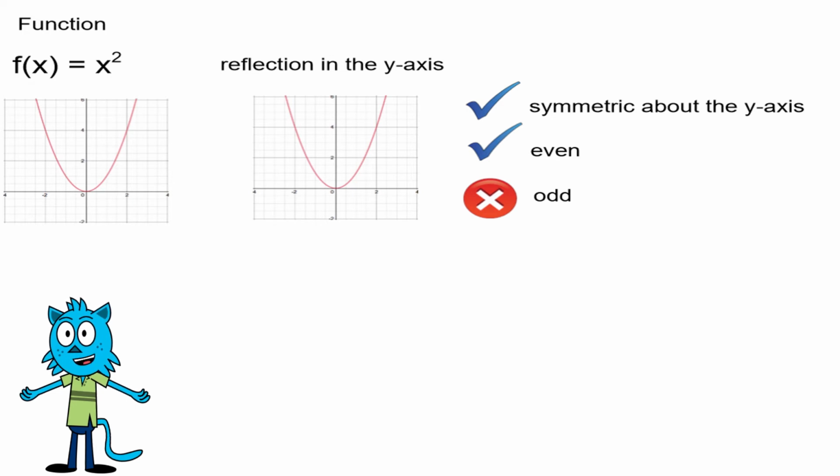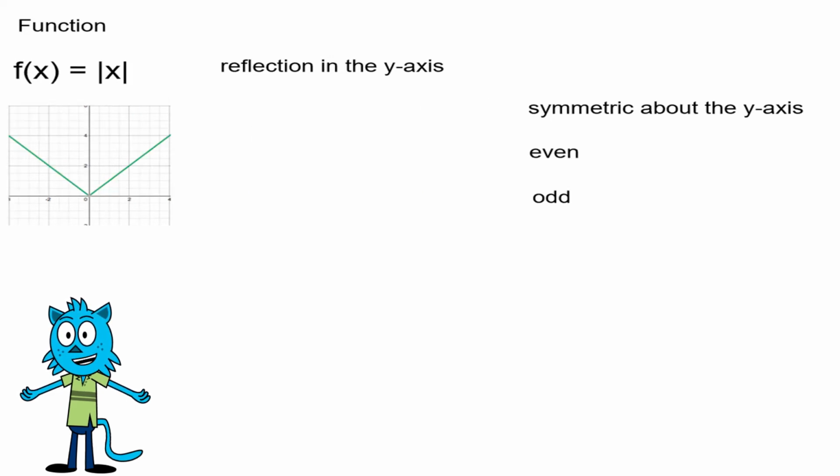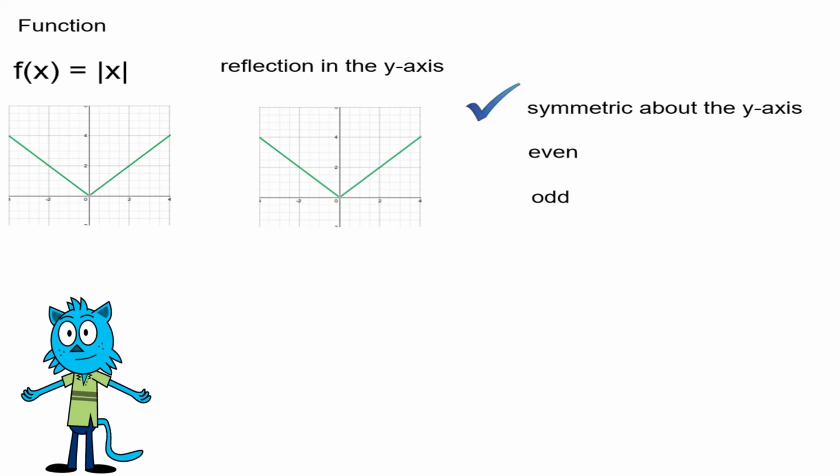Now let's take a look at a function that we're used to seeing, that we've worked with before in the previous section. It is the absolute value of x. Let's reflect this across the y-axis to see if we get back our original function. Is this function, the absolute value of x, symmetric about the y-axis? So there it is. We reflected it across the y-axis and it is symmetric about the y-axis. If it is symmetric about the y-axis, then our function is even. If our function is even, then it cannot be odd.